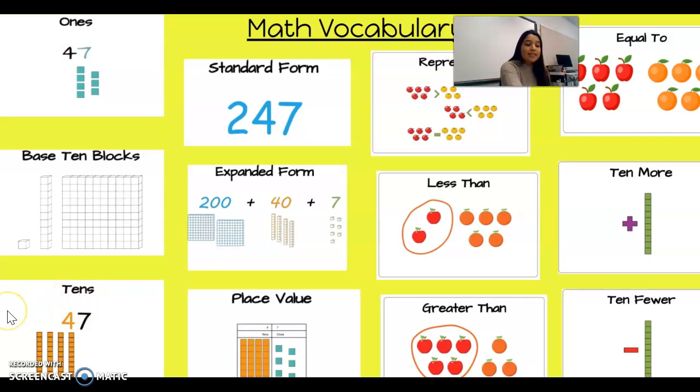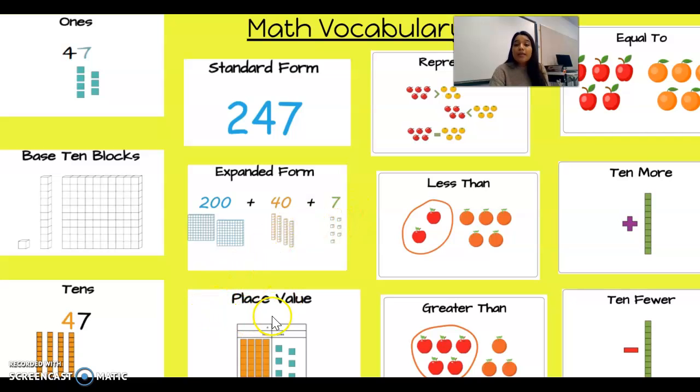Tens. Tens is our long base 10 blocks, and in the number 47 there are 4 tens. Standard form. Standard form is a number form that we usually see of a number, 247. So this is the standard form. Expanded form. Expanded form is when we take apart a number. So we took apart 247 and put 200 plus 40 plus 7.